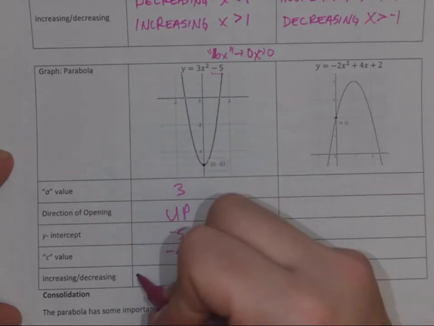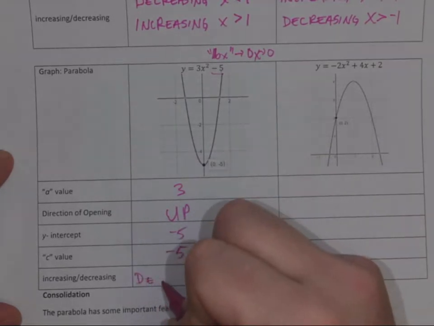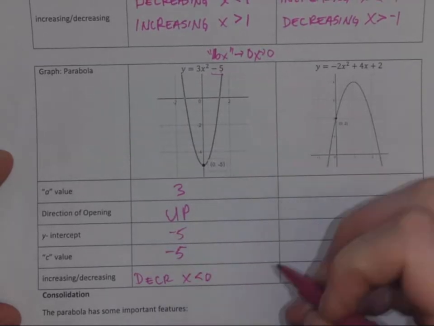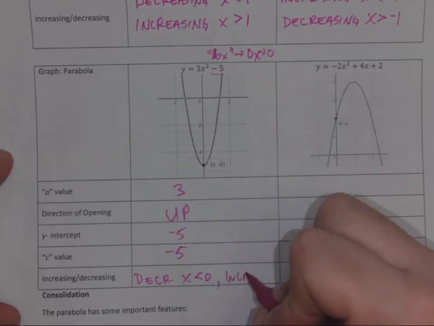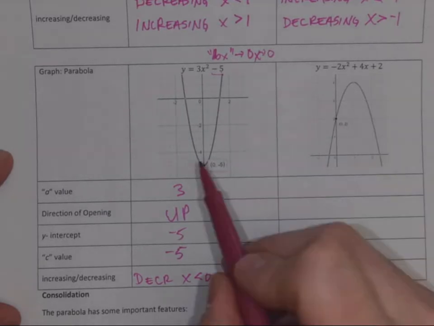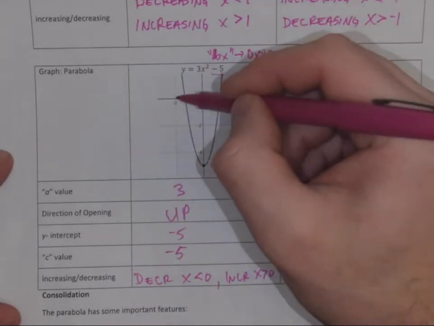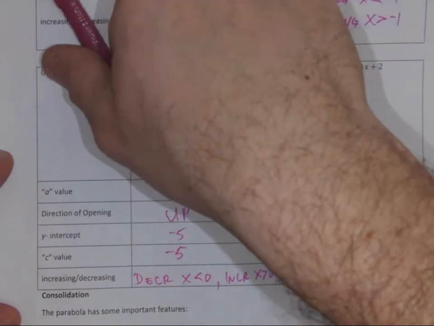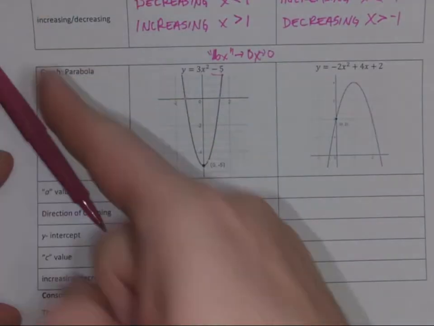And then we talk about increasing and decreasing. So we have decreasing when x is less than 0, and then increasing when x is greater than 0. From left to right, what our x values are. So if x is minus 8 over here, it's still on the slope on the parabola coming downhill.